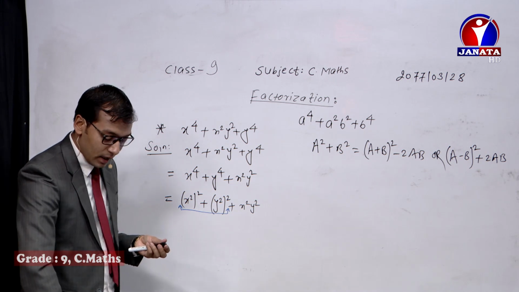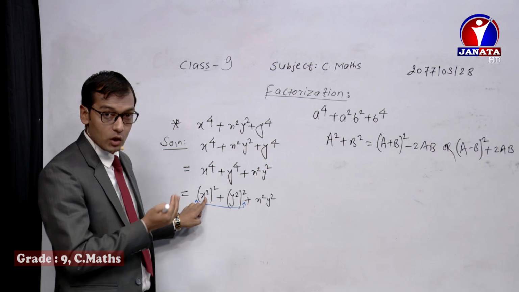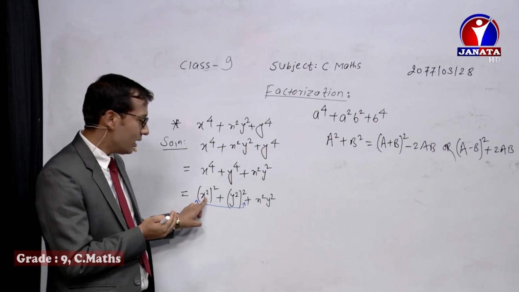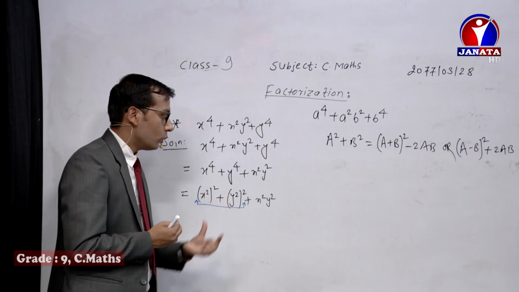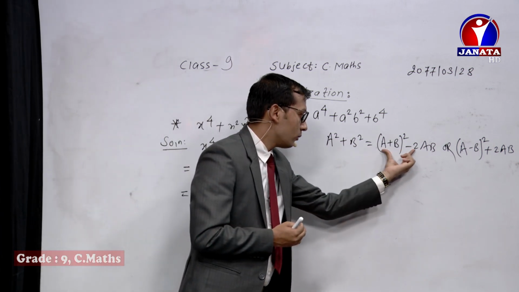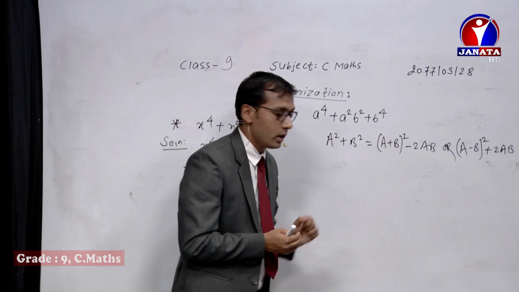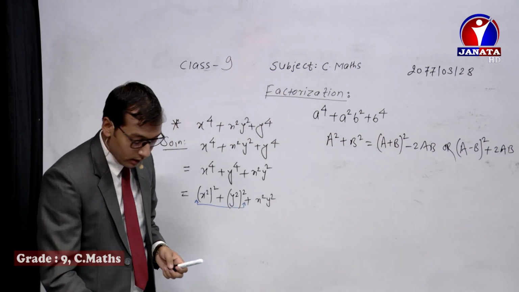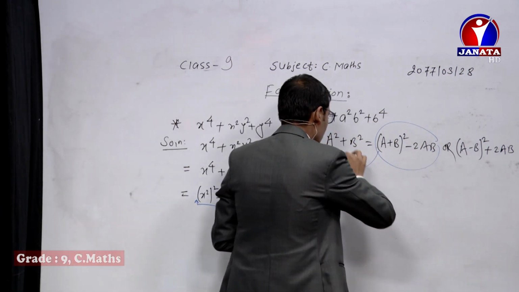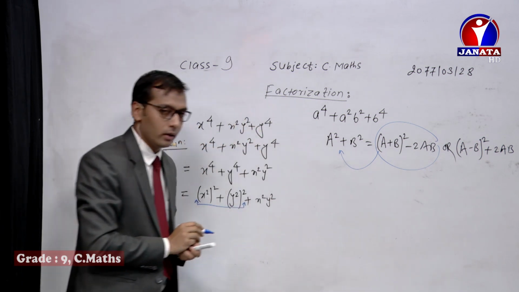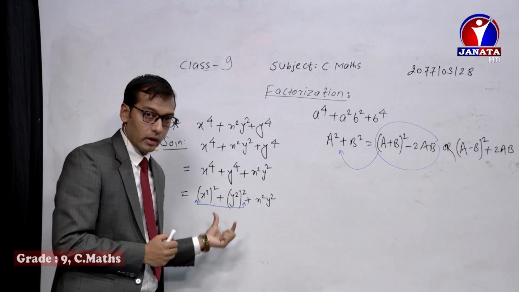So what are a and b? Here a is the term in the first bracket, x square, and b is y square. Let's convert this using the first formula of a square plus b square. This is a plus b whole square minus twice ab. So here I am using the first expanded form of a square plus b square. Let's use this formula and try to factorize this.